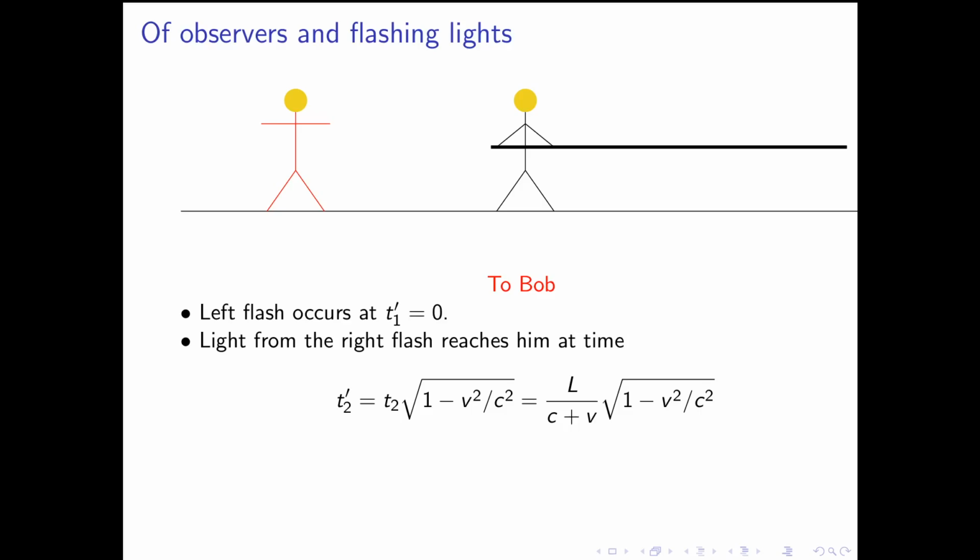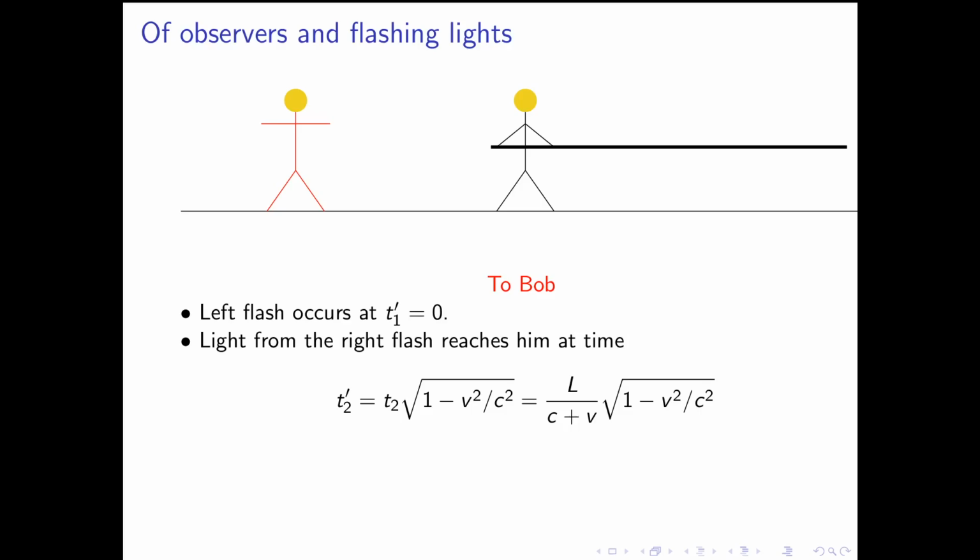Moving clocks run slow, remember? And so Bob must say the time T2 prime at which the right hand flash reaches him is given by L by C plus V, that's of course T2, times square root of 1 minus V square by C square. Remember once again, it's Bob who is measuring the proper time, so the formula should be T2 prime by square root of 1 minus V square by C square equals T2, which we have just used in reverse here. So the right hand pulse reaches Bob at time given by T2 prime.